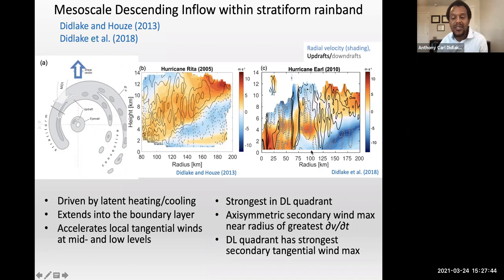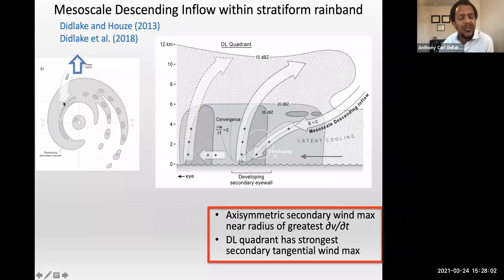Now, when we focused on specific quadrants, we also saw that the downshear left quadrant had the strongest enhancement in the secondary tangential wind. So there was some clear evidence, and this is from Didlake et al. 2018, that this MDI helped to form the secondary wind maximum of the secondary eyewall. And this is just, again, showing a conceptual model where the MDI in the downshear left quadrant was created by the negative buoyancy of the latent cooling, and it went all the way into the boundary layer where it helped to develop the local tangential wind maximum. And eventually there was convection that was also a part of this, with sustained updrafts that created the developing secondary eyewall.